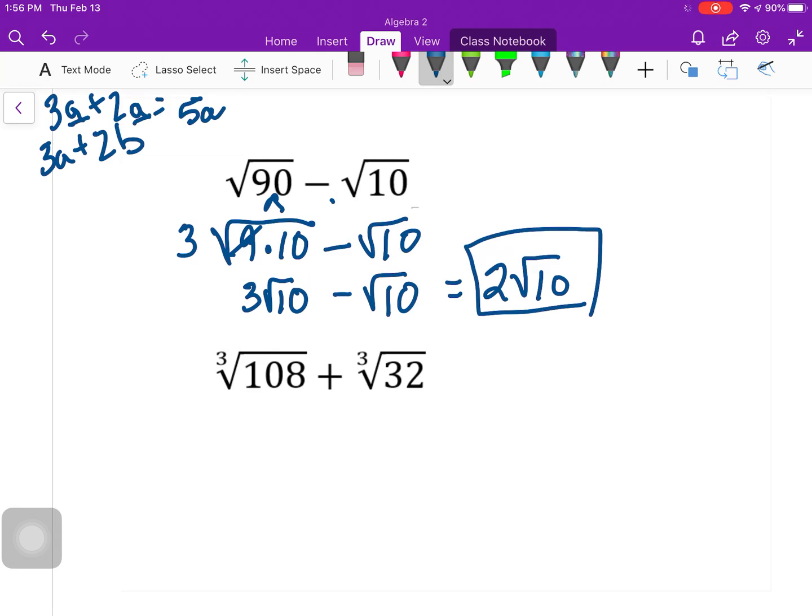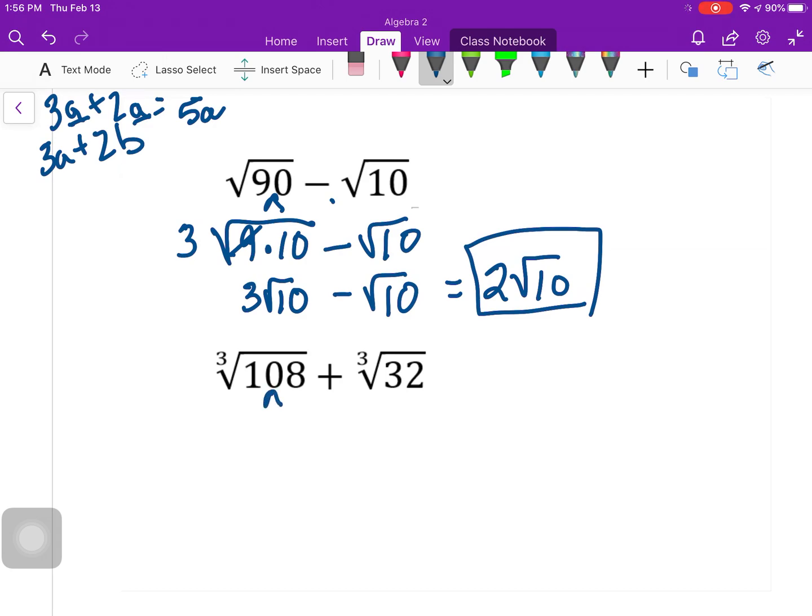I get a lot of students who will say the square root of 90 minus the square root of 10 is equivalent to the square root of 80. That definitely is wrong. It is not the same as 2 square roots of 10. So do not combine them when you add and subtract unless you have like radicals.